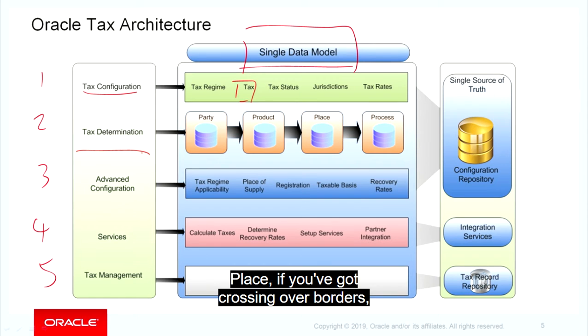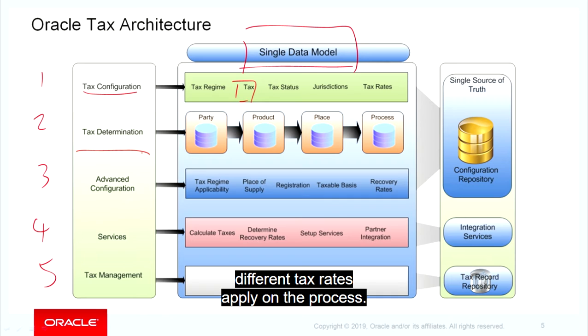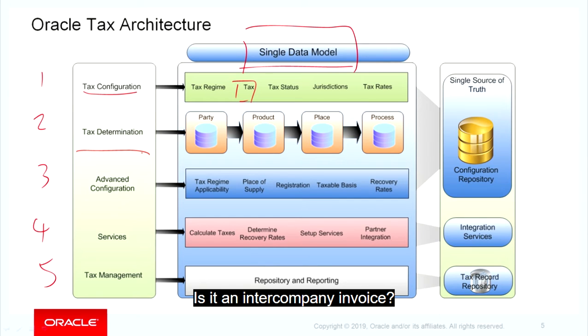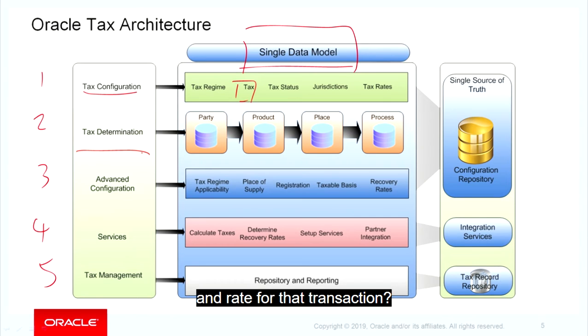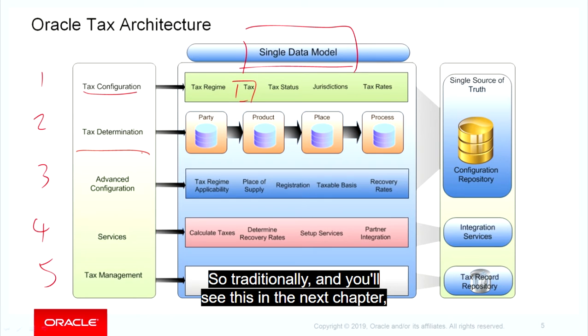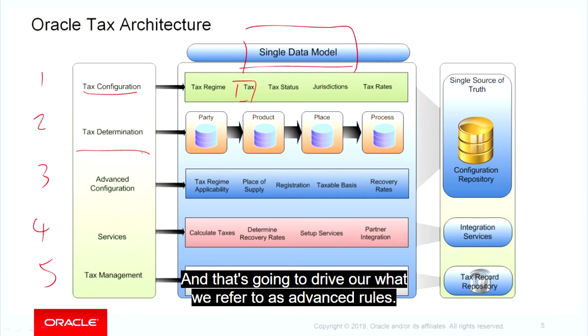Place: if you're crossing borders, particularly moving between intra-EU member states, different tax rates apply. And the process: is it an expense invoice? Is it an intercompany invoice? Do we use the process to drive what is the particular tax status and rate for that transaction? Traditionally, and you'll see this in the next chapter, we're going to use a whole collection of these determining factors, put them into a condition set, and that's going to drive what we refer to as advanced rules.